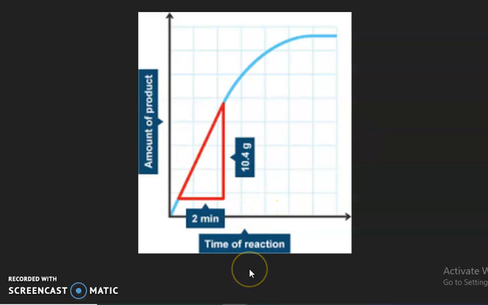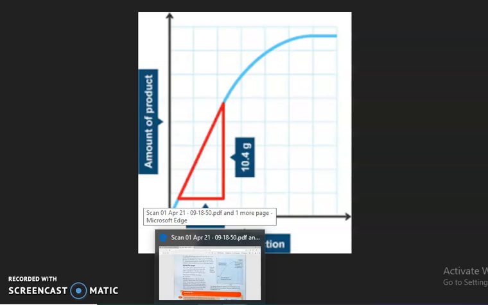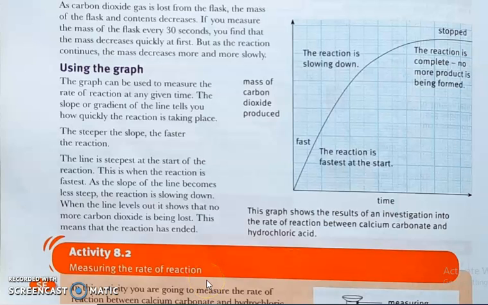So if we look at the mathematical equation, the amount of product divided by time is the rate of reaction. The amount of product belongs to the y-axis and the time belongs to the x-axis. So y-axis divided by x-axis will give the slope. For that we have to draw a triangle. The slope or gradient of the line tells you how quickly the rate of reaction takes place.